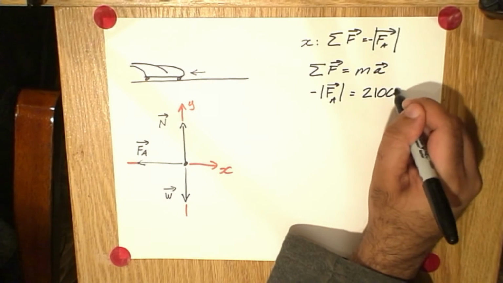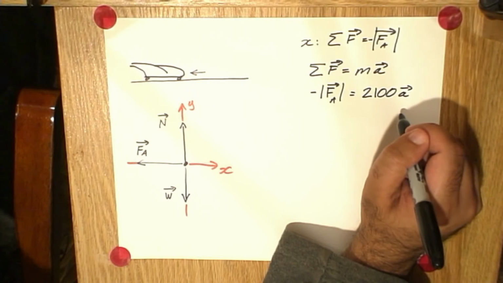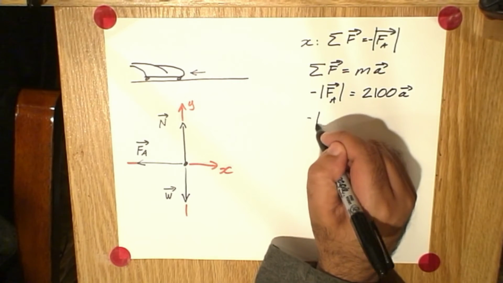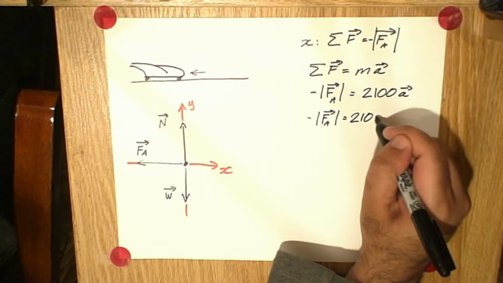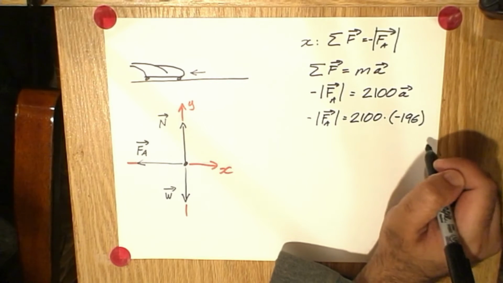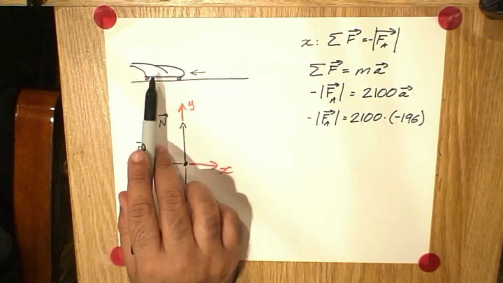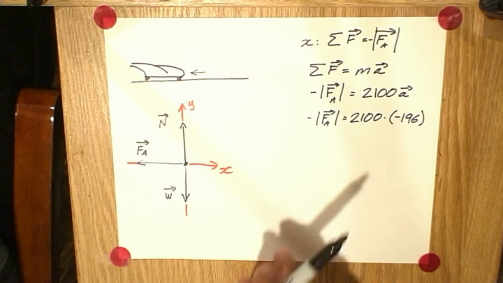We were told that the mass was 2100. The acceleration is unknown. Or sorry, the acceleration is negative 196. So 2100 times negative 196. That negative corresponds to the fact that it's in the negative direction. It's slowing down in the positive direction, so that qualifies as a negative acceleration.